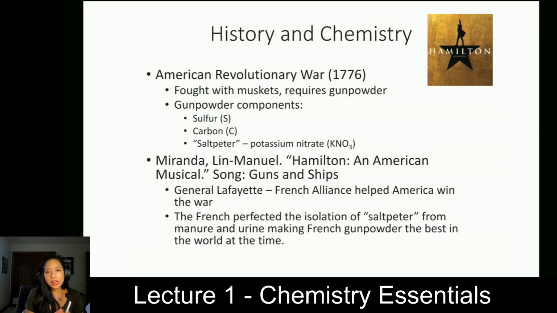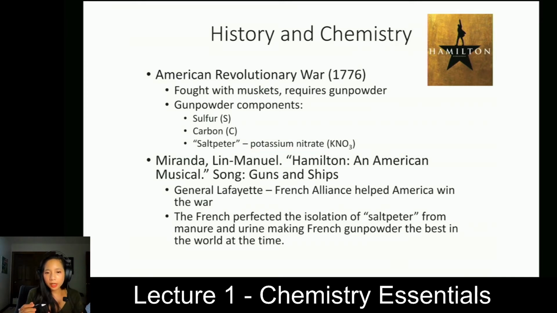So understand during this time period, during the Revolutionary War in the 1700s, this war was fought with muskets, which is a type of gun that requires gunpowder to be put down the barrel of the gun to propel the bullet forward. So gunpowder has three different components to it. So they mix these solid components together: sulfur, carbon, and saltpeter. So sulfur and carbon, right off the periodic table. Saltpeter is the common name for what we now know as potassium nitrate, or KNO3, which I have right here.